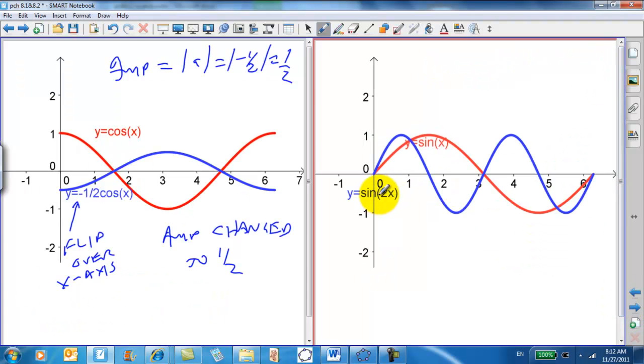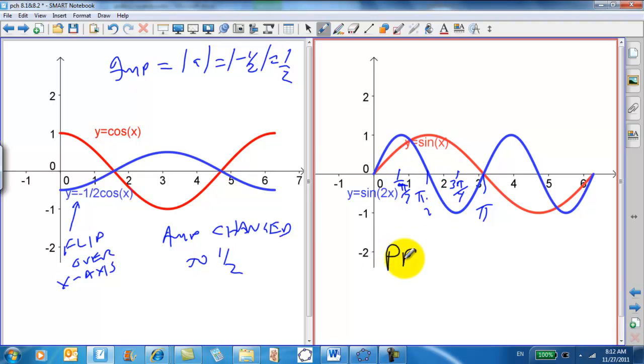Now we start messing with things inside the sine wave. Y equals sine 2x. So this is a period change. We normally had a period of 2 pi. Now the period is just pi. Pi over 2, pi over 4. These become our key points that we're going to want to graph. 3 pi over 4.